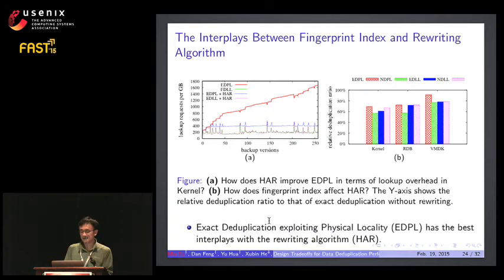We examine the deduplication ratio of rewriting algorithms under the four kinds of fingerprint indexes, and we find that exact deduplication exploring the physical locality achieves the highest deduplication ratio in all of these datasets. So our conclusion is that exact deduplication exploring the physical locality has the best interplay with the rewriting algorithm.